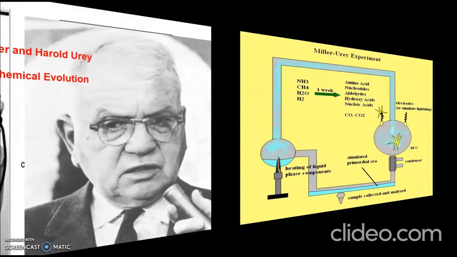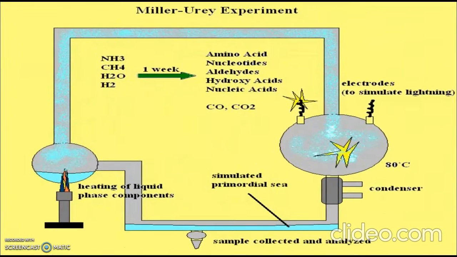So this was the experimental setup where they used electrical sparks and ammonia, methane, water vapors, and hydrogen. And after a week they were able to see the organic molecules, amino acids, nucleotides, aldehydes, hydroxy acids, nucleic acids in this sample, which was collected and analyzed later on. So chemical evolution is the more or less accepted theory till now.